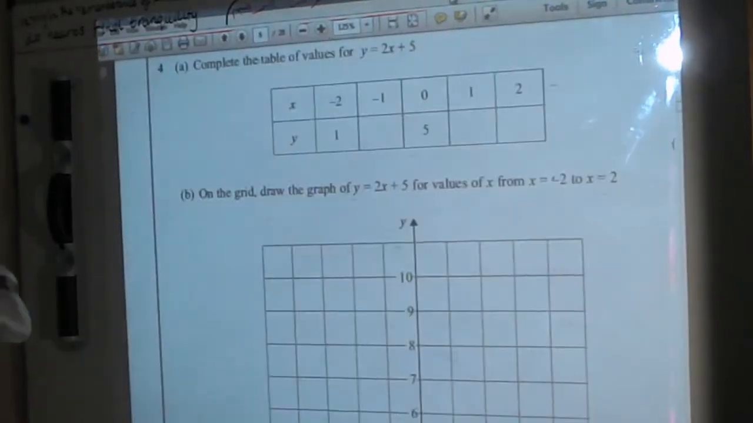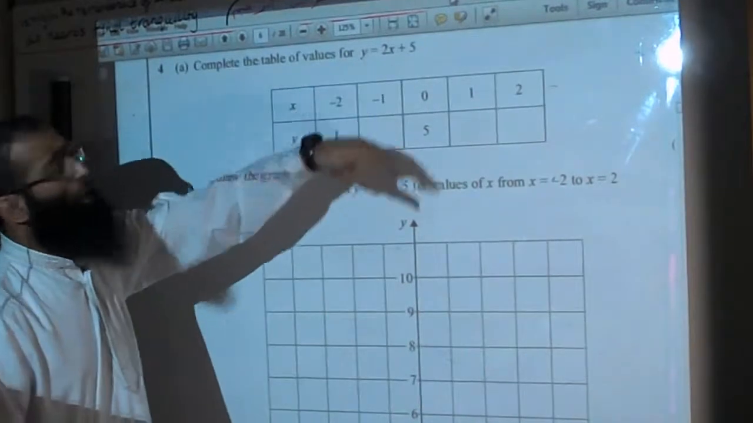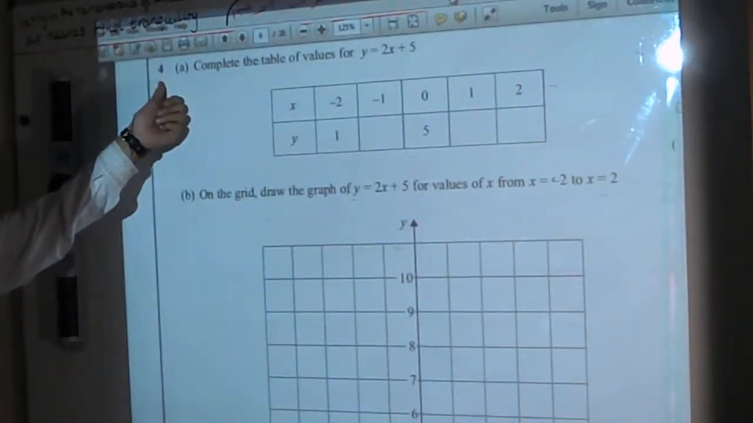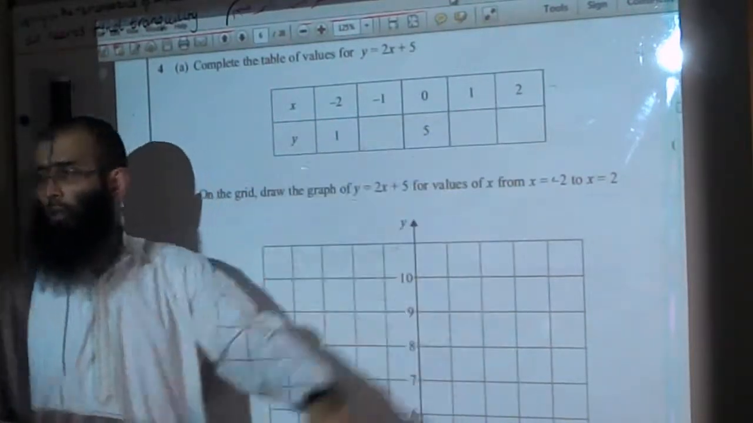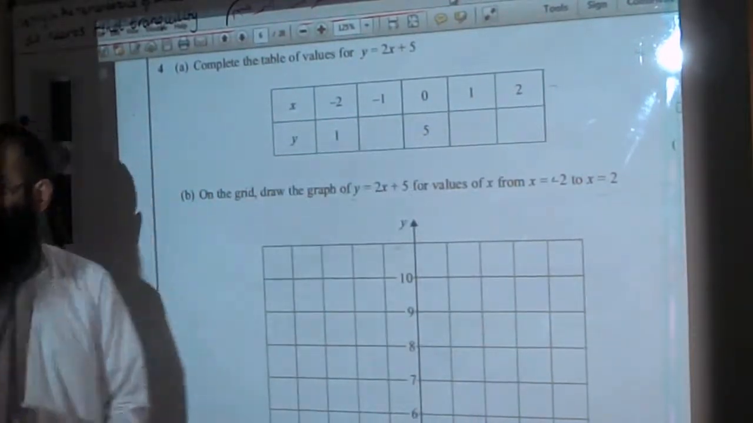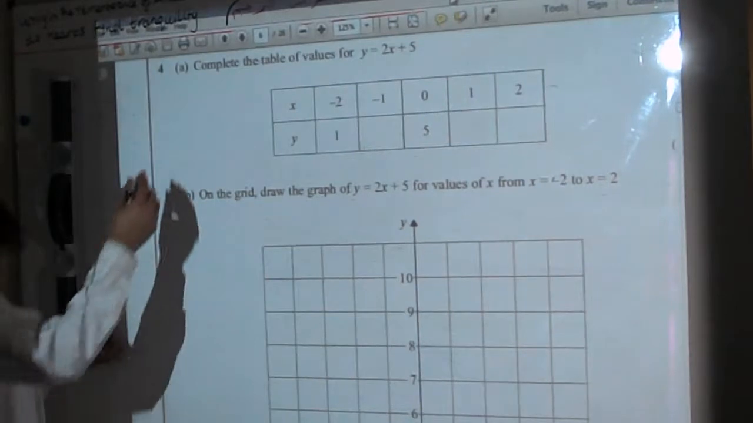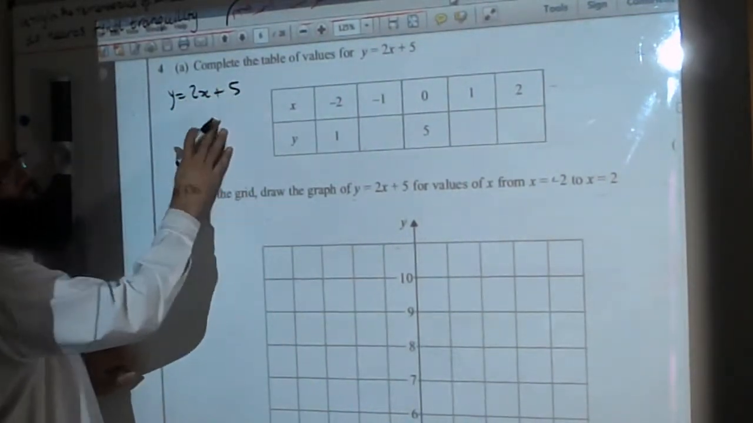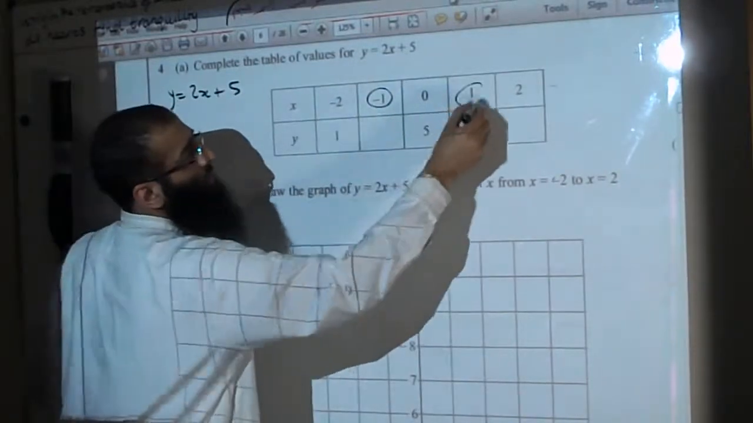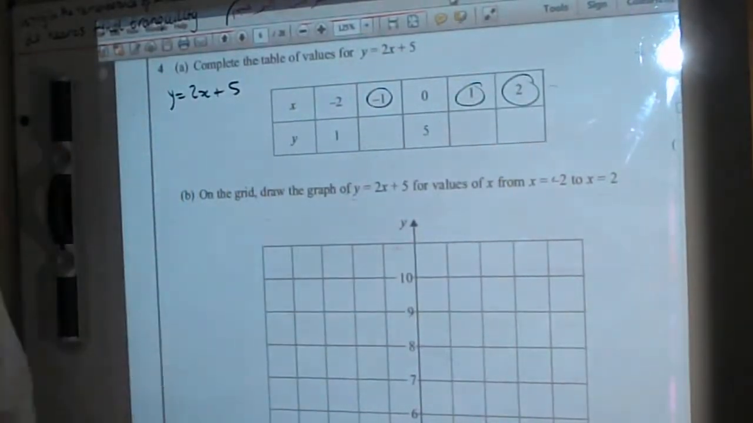Okay, complete the table of values for y equals 2x plus 5. This is question number 4a. So we've got here x: minus 2, minus 1, 0, 1 and 2. And I've already filled some of them in for you. Let's have a look how we do these questions. So, y is equal to 2x plus 5. We've got to work it out for these 3 values.